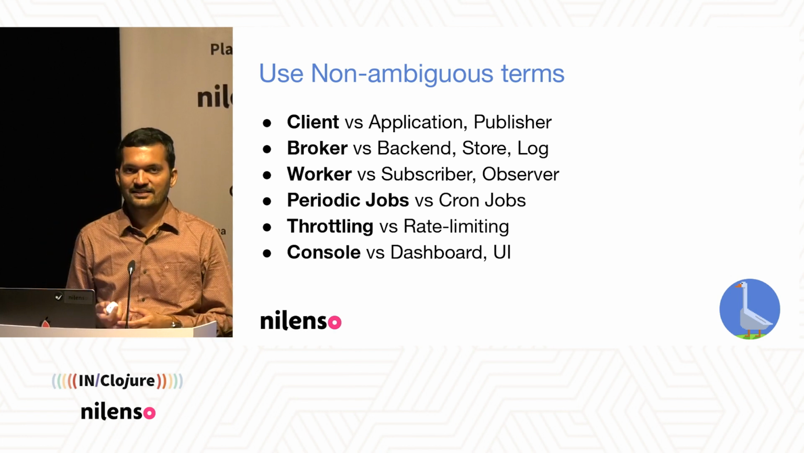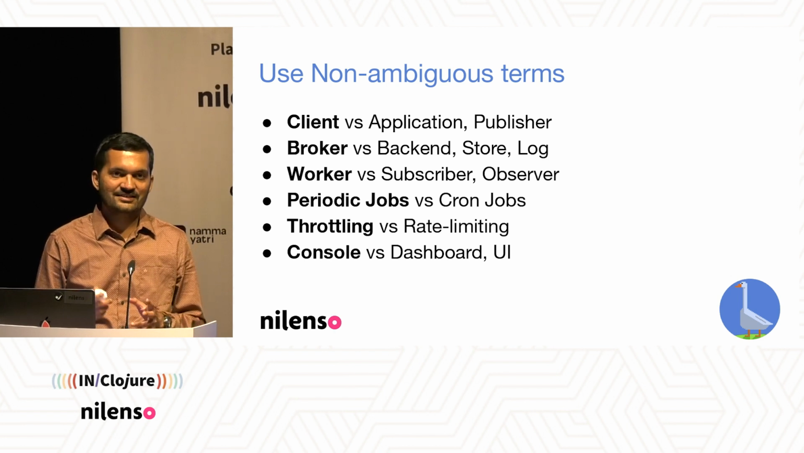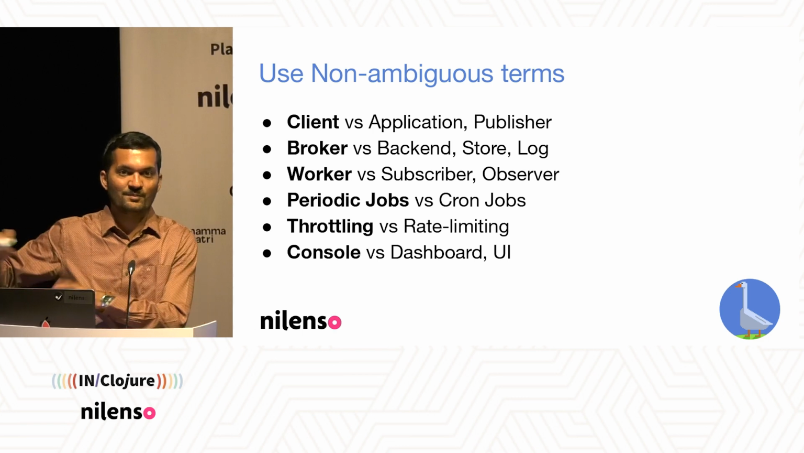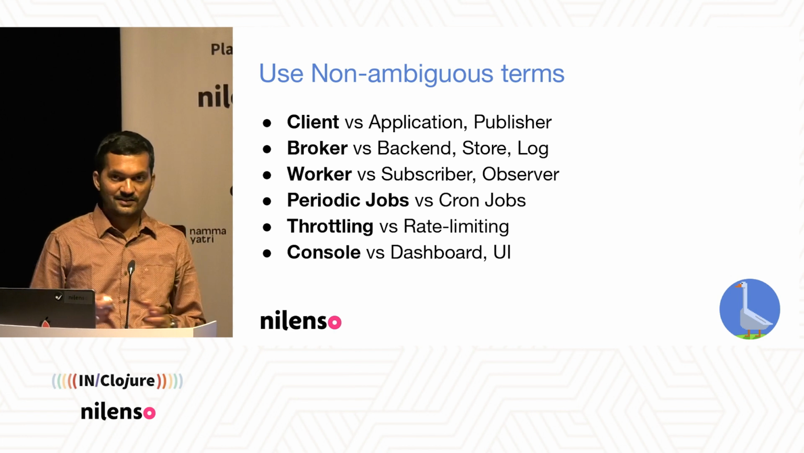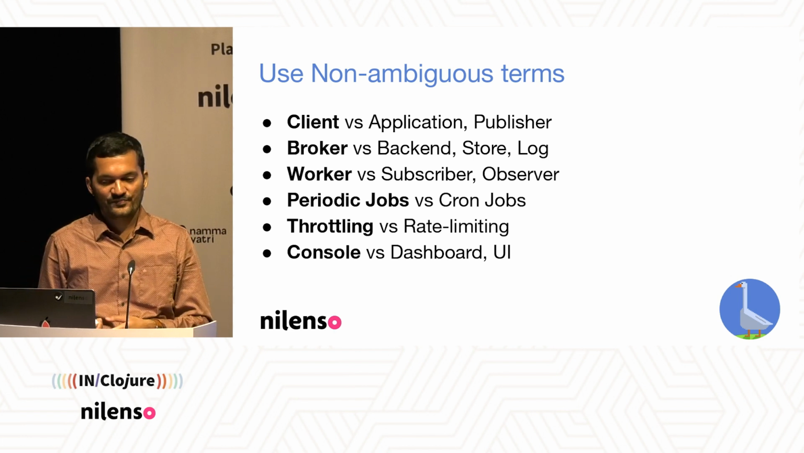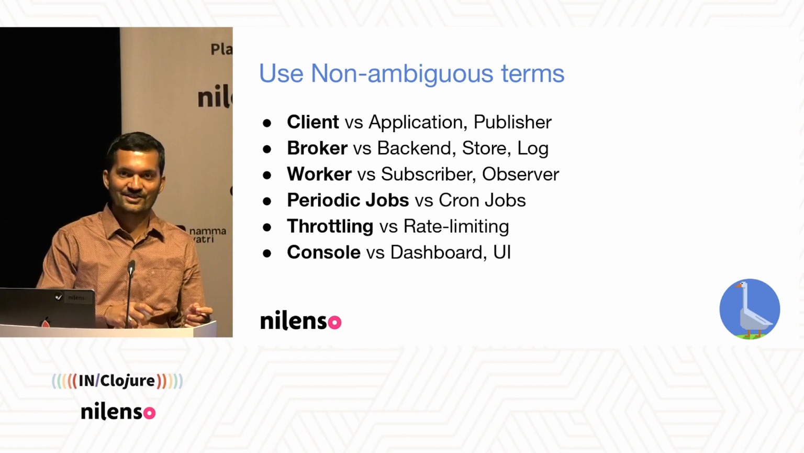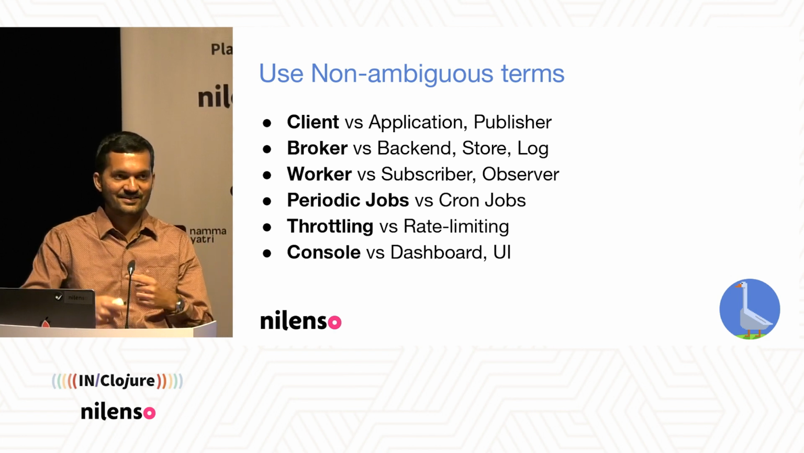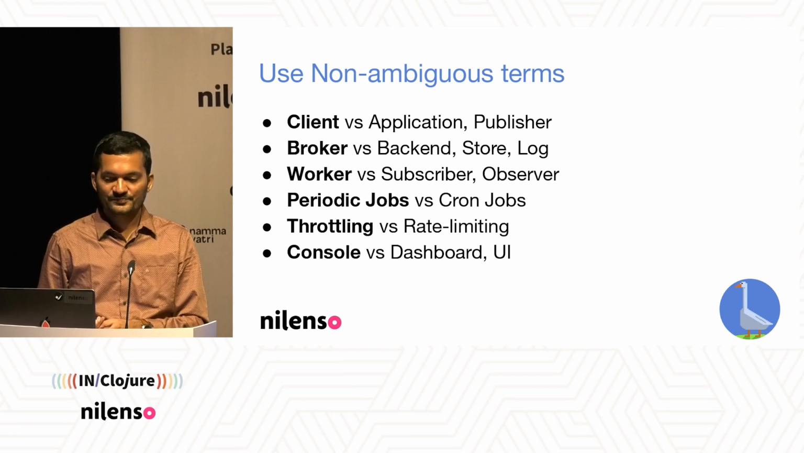Now, another thing is that a lot of times, not just libraries, but products also have ambiguous terms. So I'll say use non-ambiguous terms and use one term as much as possible. For example, we use client instead of just application or publisher of jobs, broker versus backend or store, worker versus subscriber, observer, etc. We use periodic jobs instead of cron jobs. Cron is an implementation of a periodic job. Periodic means that it runs at a recurring time. So we decided to use periodic jobs.